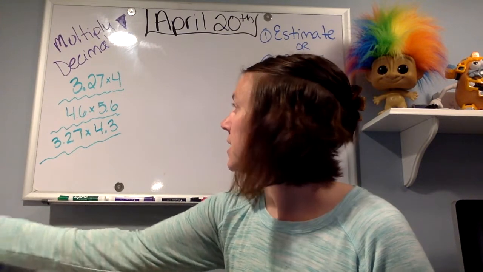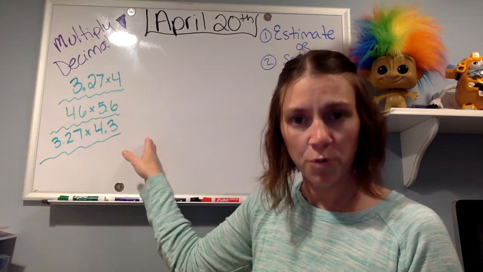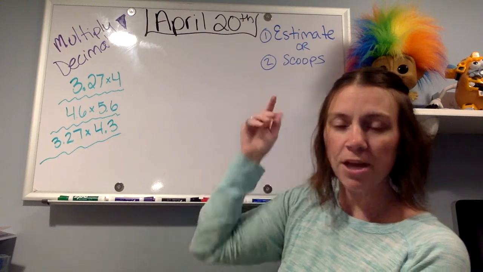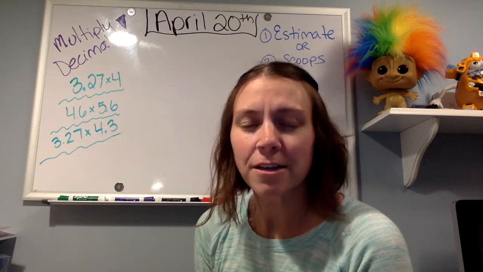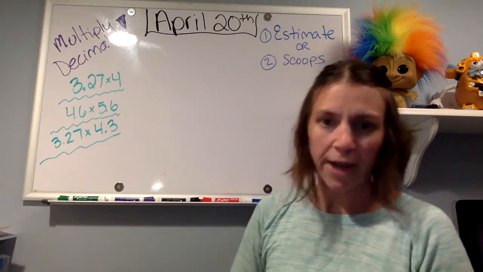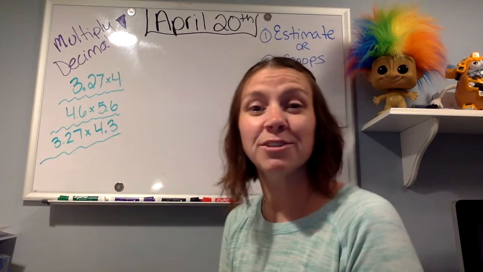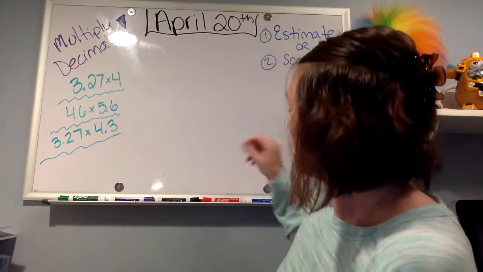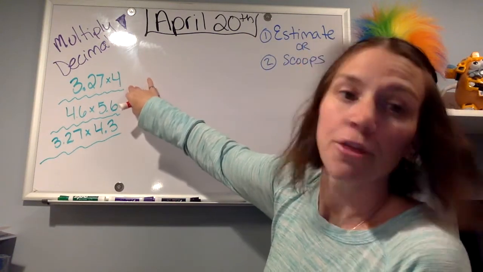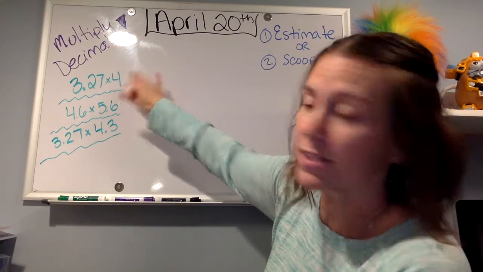You can see I have three problems up here that I'm going to work through with you today, and I have two reminders up here for myself, okay? So multiplying decimals is super easy, I promise. You just have to be able to multiply, all right? So we're going to do this first problem right here: 3 and 27 hundredths times 4.